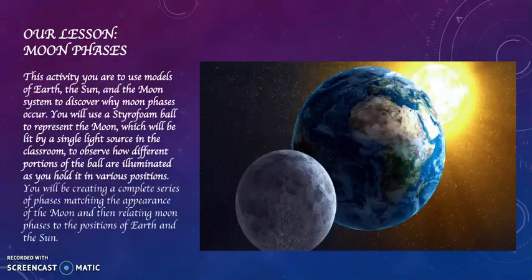So for our lesson, I have planned this activity. You are to use models of the Earth, sun, and moon system to discover why moon phases occur. You will use a styrofoam ball to represent the moon, which will be lit by a single light source, which will be a flashlight in the classroom. You will observe how different portions of the ball are illuminated as you hold it in various positions. You will be creating a complete series of phases matching the appearance of the moon, and then relating moon phases to the positions of Earth and the sun.